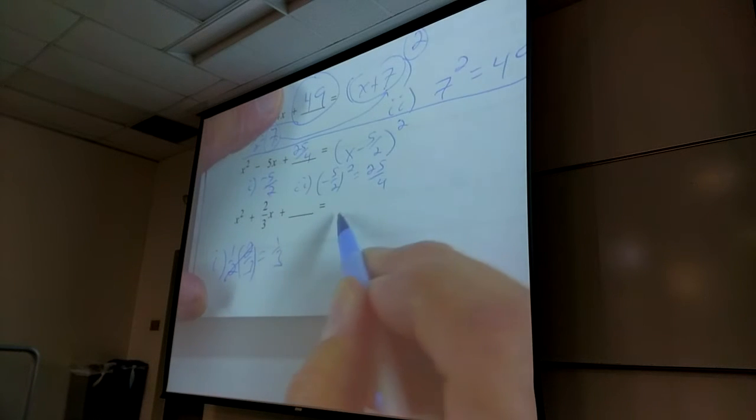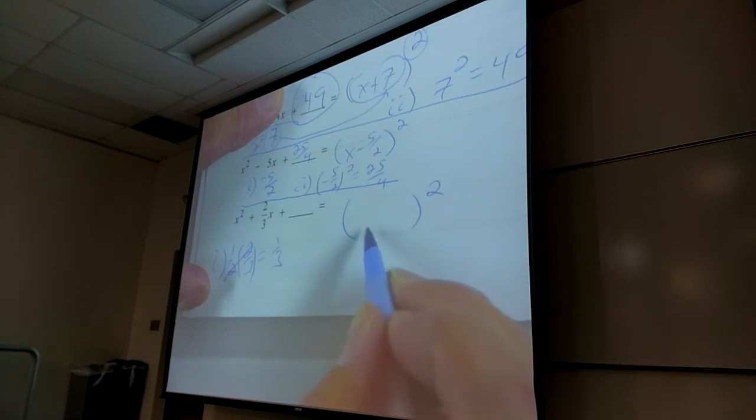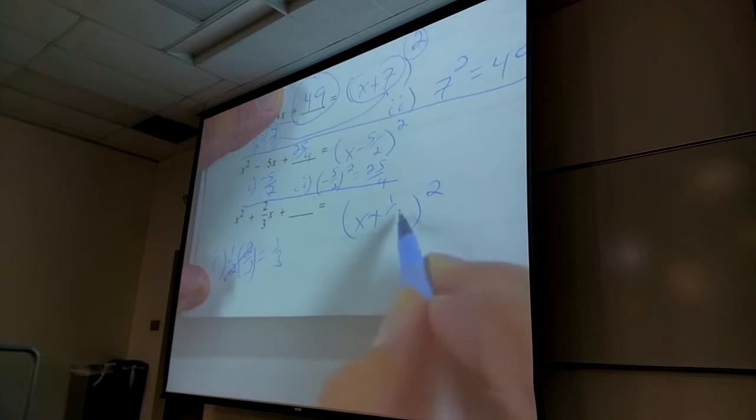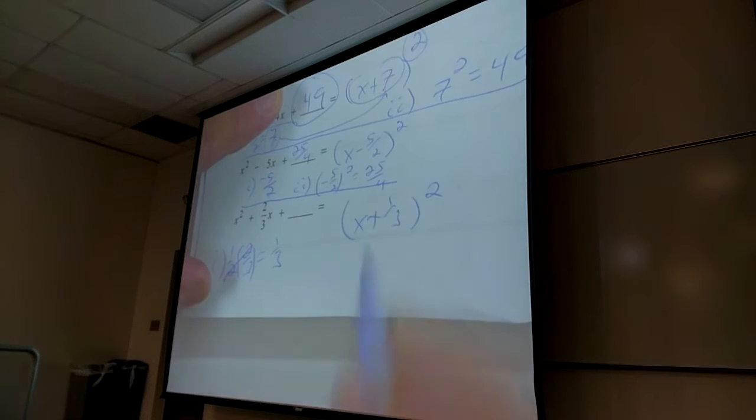Where's that 1/3 going to go? 1 over 9. Positive 1/3 is going to go in here, x. And then how do I figure out what goes here? Yeah, take 1/3 and square it. So there must be a plus 1/9 there to make it work.